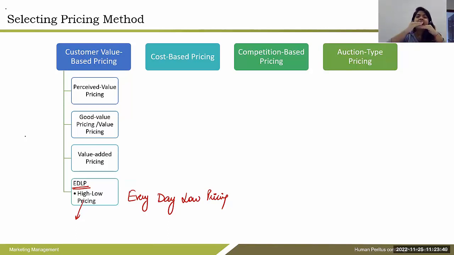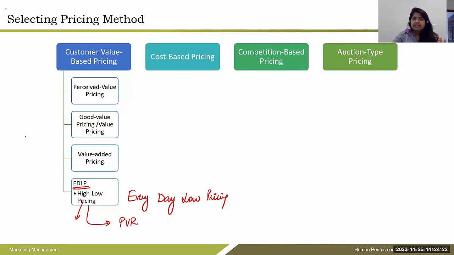Okay. Now, high-low pricing. On certain days, you have low pricing. Every other day, it's normal or high pricing. Have you seen this with PVR tickets? Morning shows, let's say a morning show on a Wednesday or Thursday, is very cheap. Let's say you're getting a 300 rupees ticket for 150 or 100 rupees. Every other show, same 300 rupees price. Am I clear between EDLP and high-low pricing?